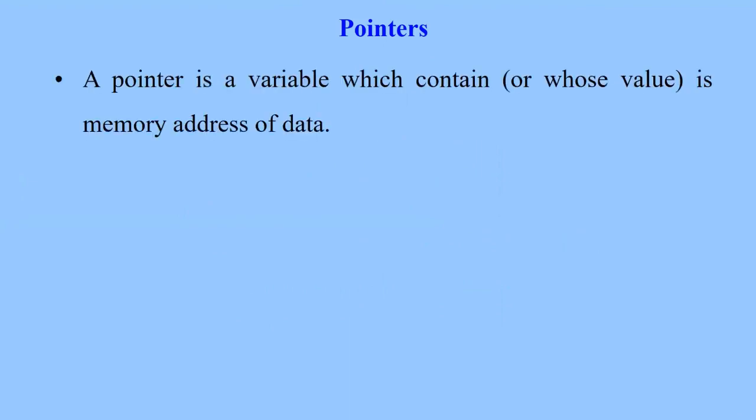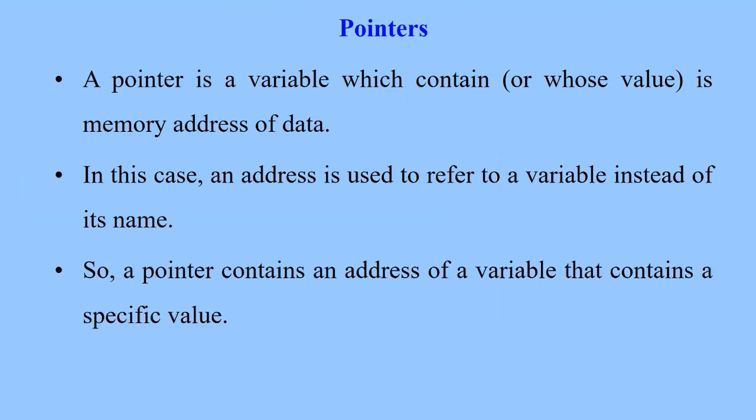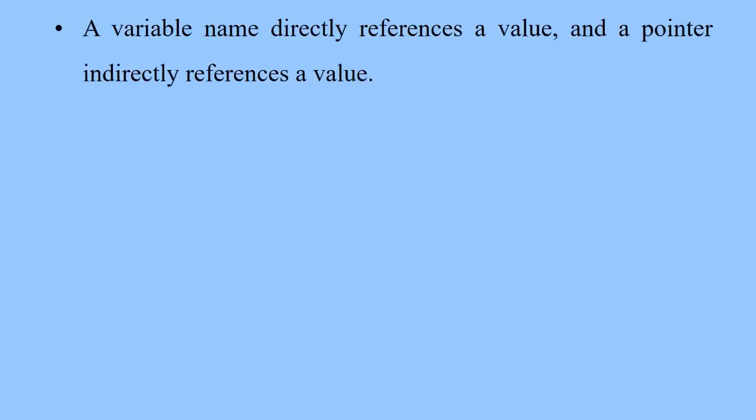Let's commence by looking at what pointers are. A pointer is a variable whose value is a memory address of data. In this case, an address is used to refer to a variable instead of its name. So, a pointer contains an address of a variable that contains a specific value. A variable name directly references a value, and a pointer indirectly references a value.